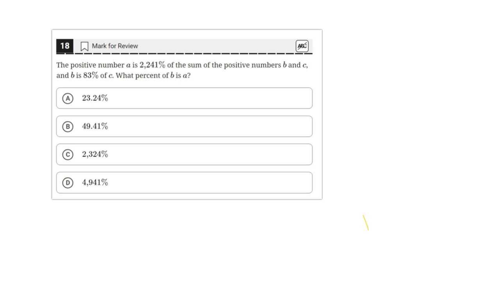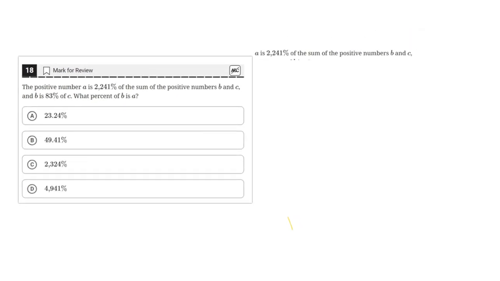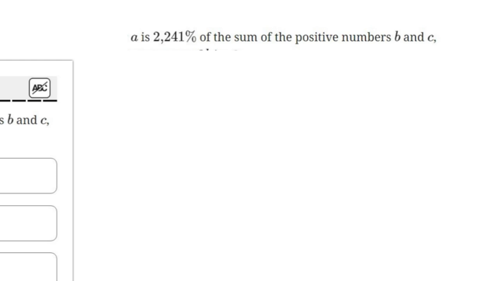So I would just write sort of a slew of equations that represents the situation they described. So looking at this statement here, let's directly translate that. A is just A. The word is equals. Percent always needs to be as a decimal if we're translating into an algebraic equation.